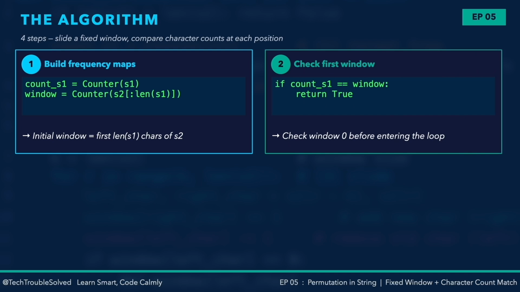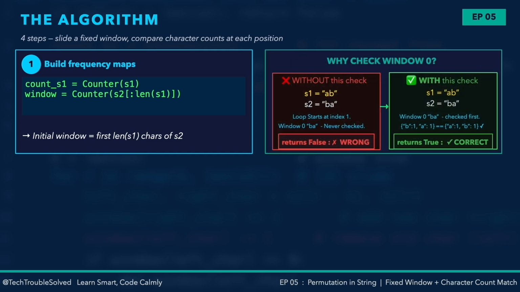Before we even start the loop, check if window 0 is already a match. A lot of people skip this step and then they get a wrong answer on edge cases where S1 equals S2 or where the match is at the very beginning. Always check window 0 before the loop. One line, don't skip it.